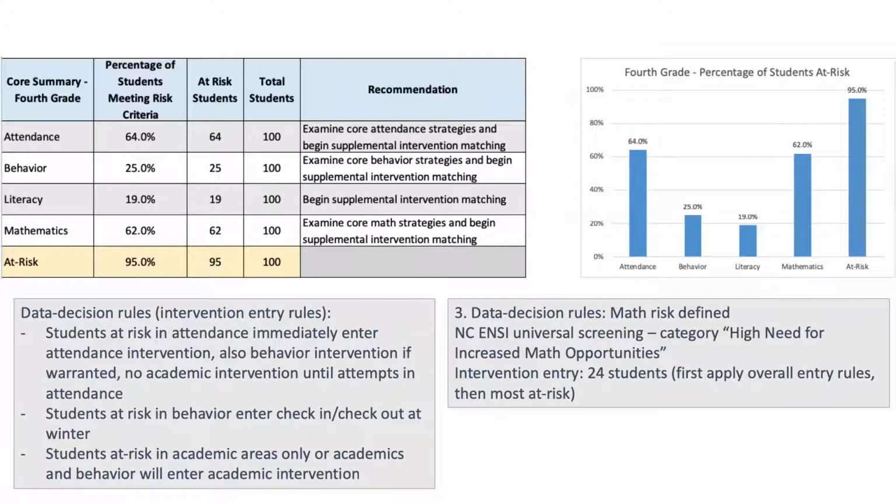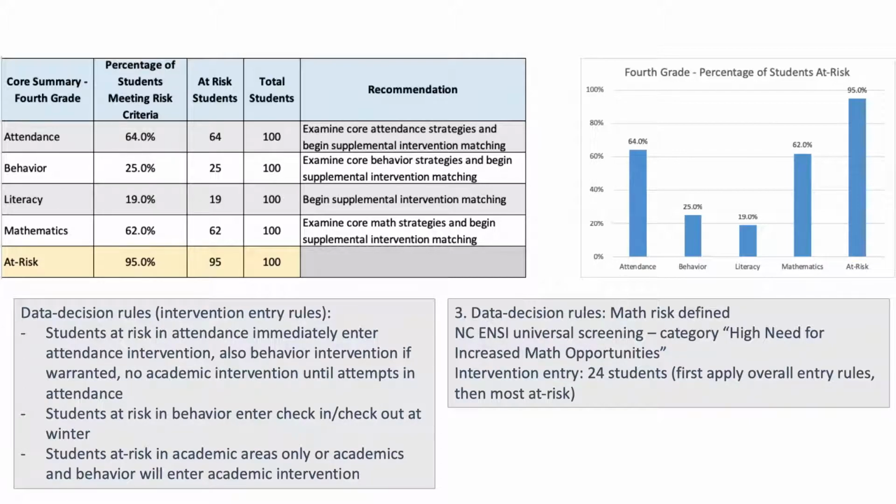So here we see the school has assessed risks and done some prioritizing with interventions. The first data decision rule, or intervention entry rule, this team will apply is students who are at risk in attendance. And as you see there, those students will immediately enter the attendance intervention, and students who are at risk in attendance and/or behavior will enter the check-in and check-out.